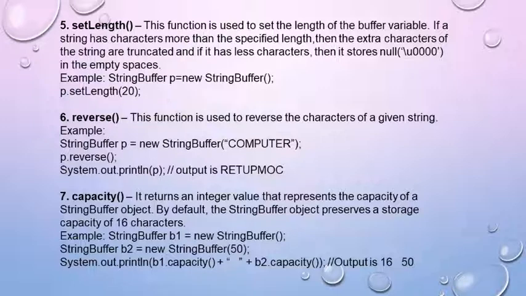The next function is the reverse function. This function is used to reverse the characters of a given string. For example, StringBuffer p equals new StringBuffer("computer"). This is the string which is stored in the variable p. If we simply write p.reverse() and print System.out.println(p), it will give the output as the reverse of the original string computer.